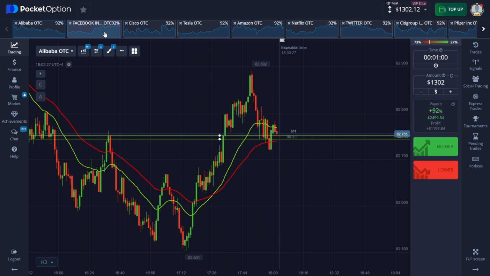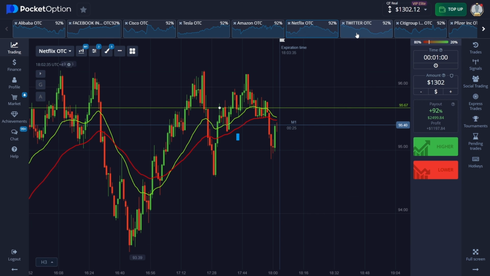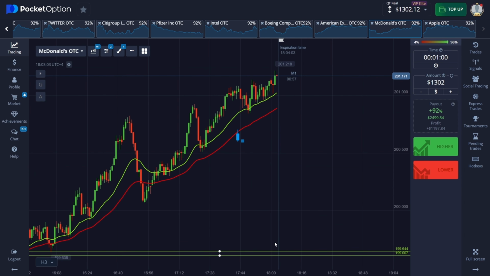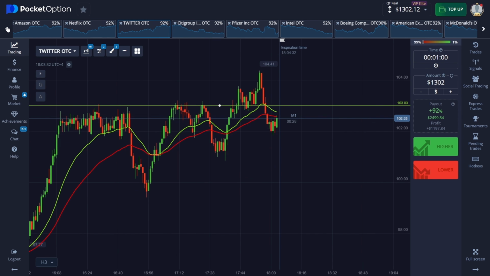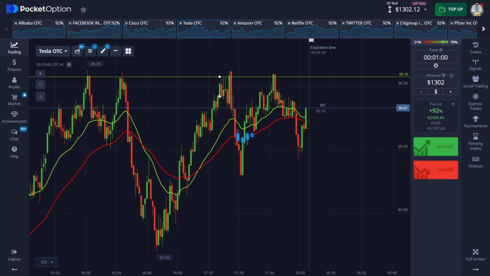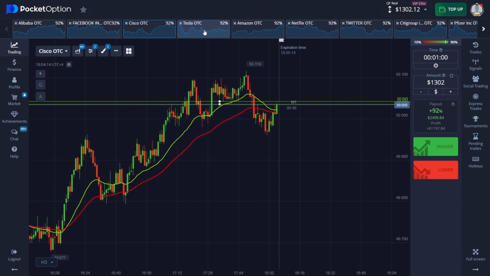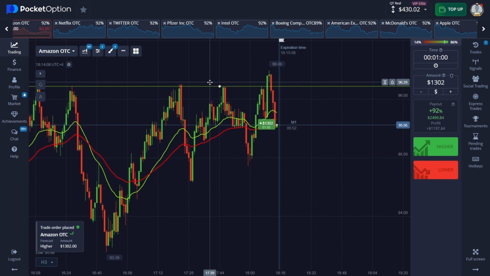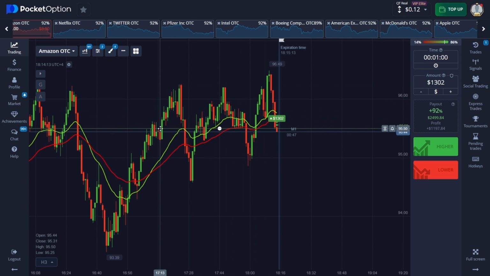Now, let's find another trade for $1,302. Here it looks like a good trade, but let's avoid it for now. We have a trade on Amazon OTC for an upward move because there is a good support level. Currently, the trade is not in our favor, but let's see if we can win. The support level looks strong.